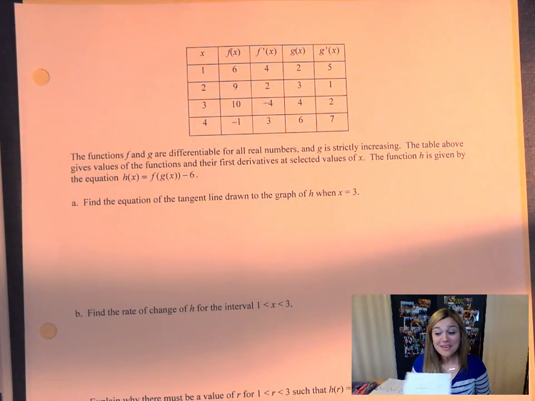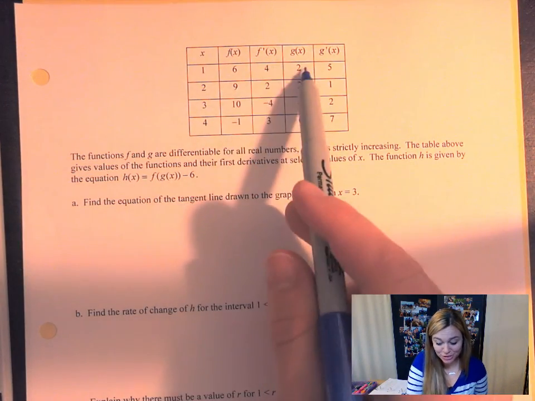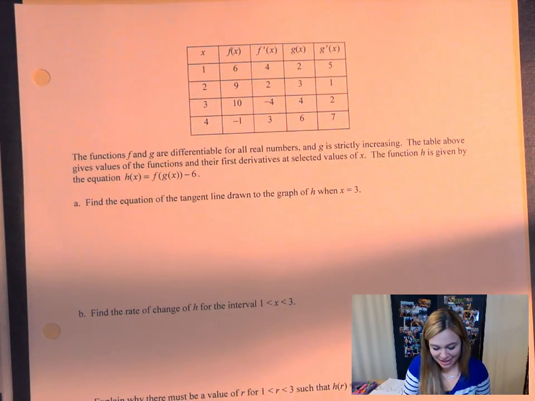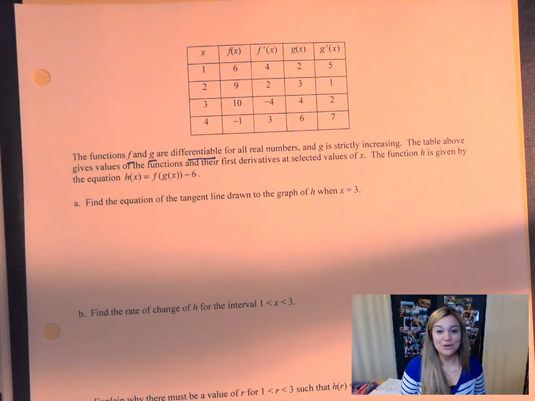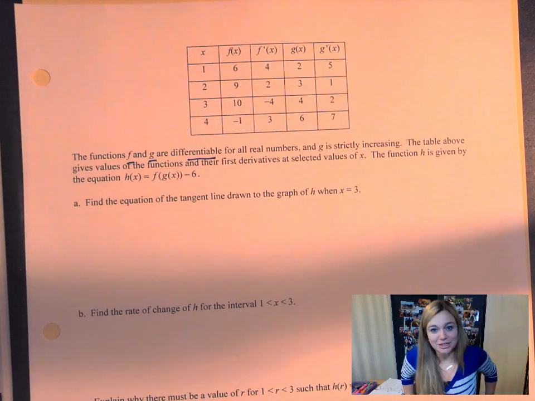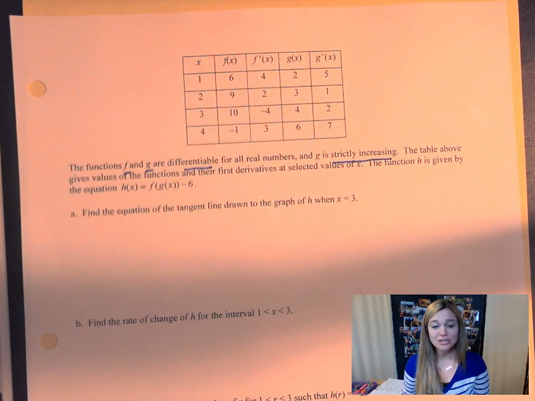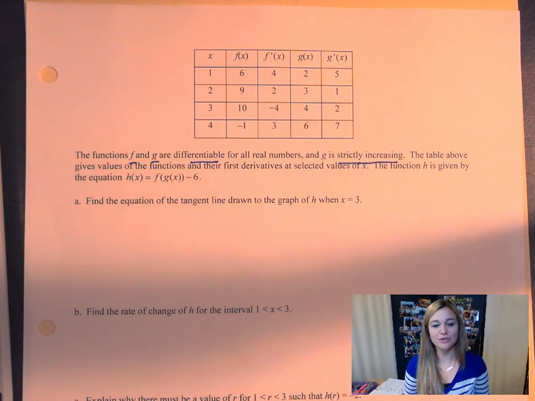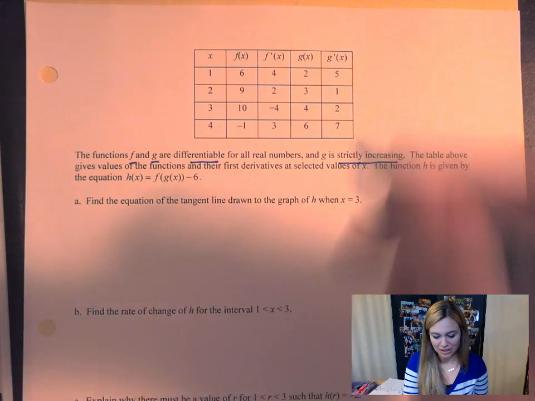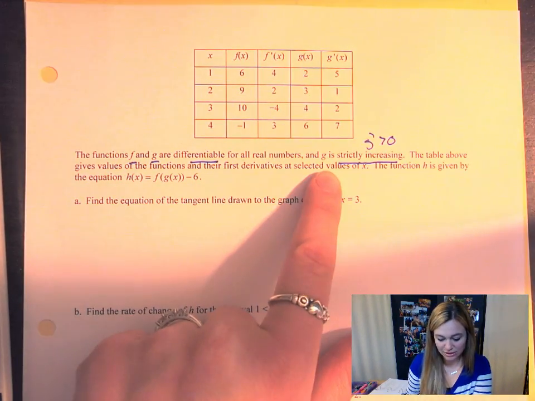We have a table. We haven't had one of those in days. And look at all this: f, f prime, g, g prime. This is our lucky day. It says the functions f and g are differentiable. That means their composite functions are also going to be differentiable. And it says strictly increasing. This does not mean we're really harsh. Strictly increasing means there's never going to be a place where the derivative is 0. The derivative is always going to be positive for g. So g is strictly increasing, which means g prime is always greater than 0.